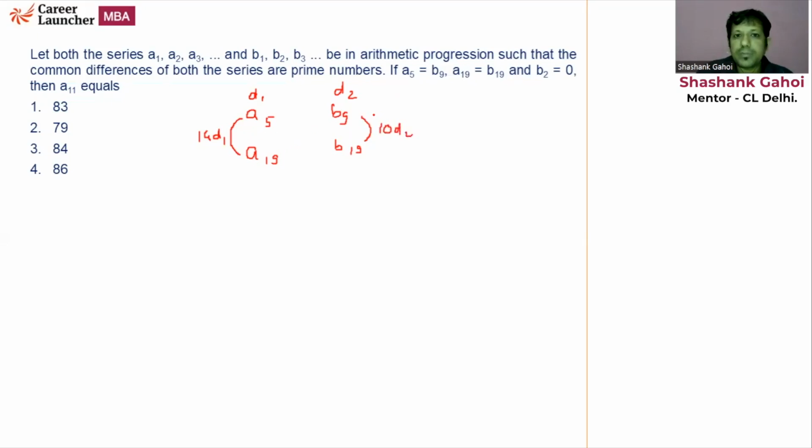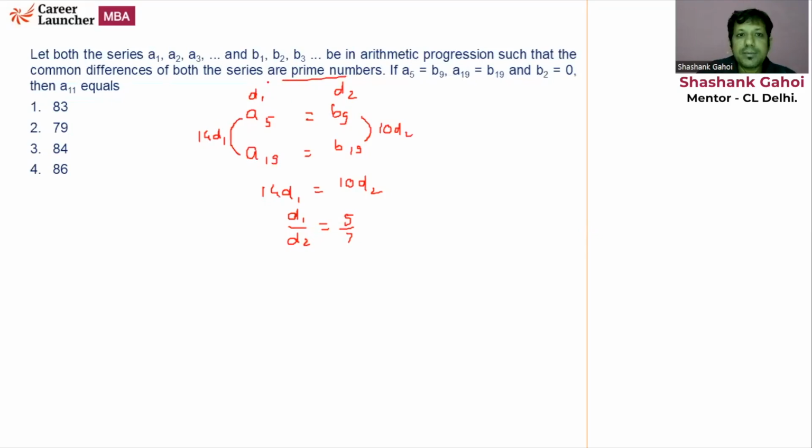Now, this jump is equal to this jump because this term is equal to this term. So I can definitely say that 14 D1 is equal to 10 D2. So I can say D1 upon D2 is 5 upon 7. It can be 10 and 14, it can be other possible numbers as well. But it is going to be 5 and 7 only because the question is saying these two are prime numbers.